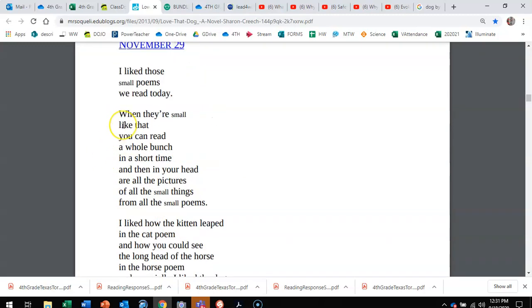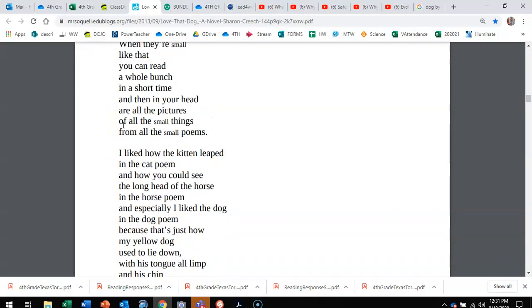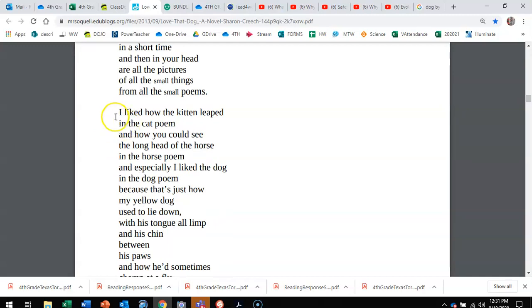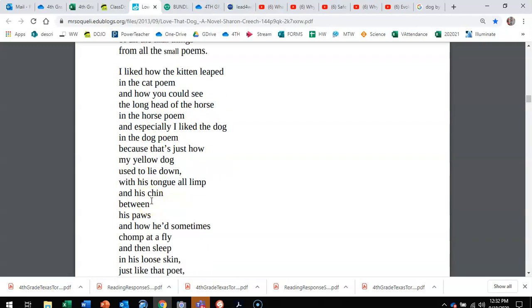Look what it says. So on stanza 3, on November 29, look what it says. I like how the kitten leaped in the cat poem and how you can see the long head of the horse in the horse poem. Oh, that imagery, boys and girls. And especially, I like the dog in the dog poem because that's just how my yellow dog used to lie down. So what color is his dog? It used to be yellow, right? With his tongue all limp and his chin between his paws.